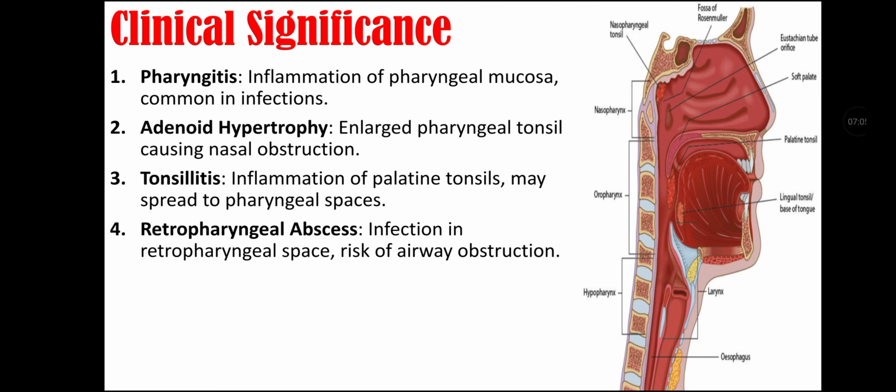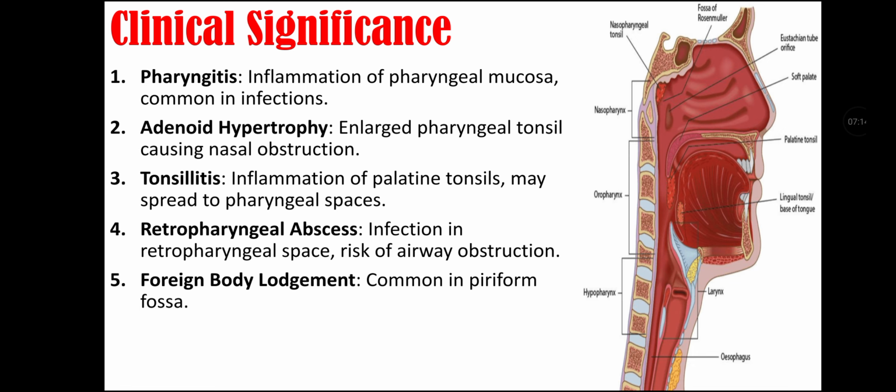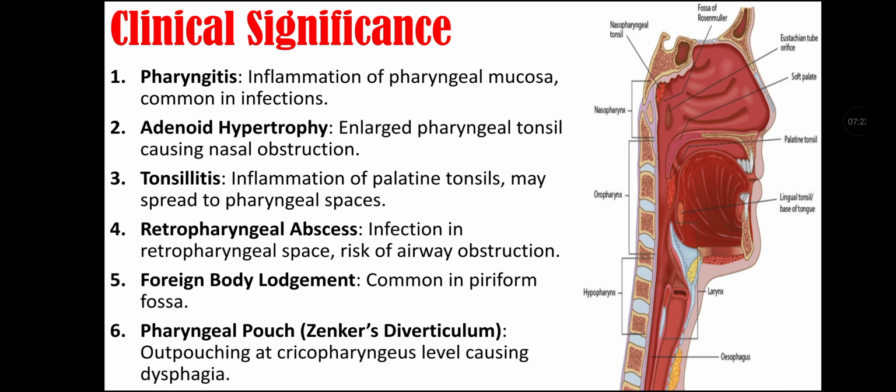Fourth significance is retropharyngeal abscess, that is infection in retropharyngeal space, that is a risk for airway obstruction. Fifth significance of the pharynx is foreign body impaction, that is common in the area of piriform fossa. Sixth clinical significance of pharynx is pharyngeal pouch, that is also called Zenker's diverticulum, that is outpouching at cricopharyngeus level that can cause dysphagia.